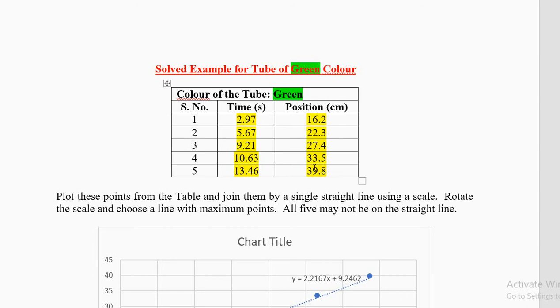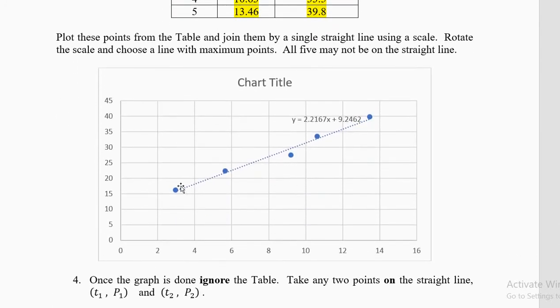Now these are the 5 positions. These are your 5 points here which you see. Now again plot the 5 points. Again 1 point is not fitting. Your best line has the 4 points and not 5. Do not worry. Your computer graph says the slope is 2.2 and the y-intercept is 9.2.